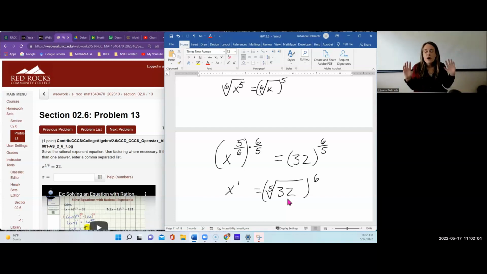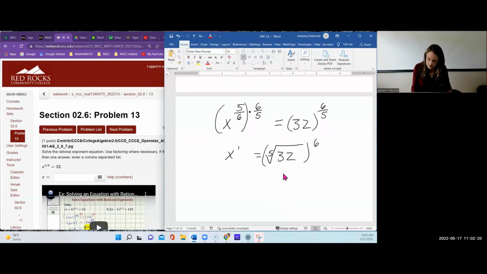First off, I have no clue what 32 to the 6th power is, but I do know what the 5th root of 32 is. That's the number multiplied by itself 5 times that gives me 32, and it's 2. Then I get 2 to the 6th. Well, if 5 2's give me 32, one more 2 will give me 64. So my final solution is 64.